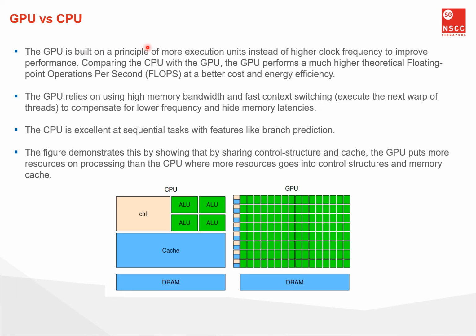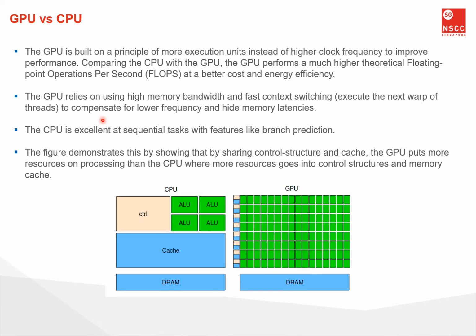Now the GPU is built on the principle of more execution units, right? Instead of higher clock frequency, to improve the performance. Comparing the GPU with the CPU, the GPU performs at much higher theoretical floating point operations per second, and at a lower energy, with higher energy efficiency because it actually consumes less energy. And the GPU relies on higher memory bandwidth and fast context switching, executing the next level of threads to compensate for the lower frequency and to hide the memory latencies.